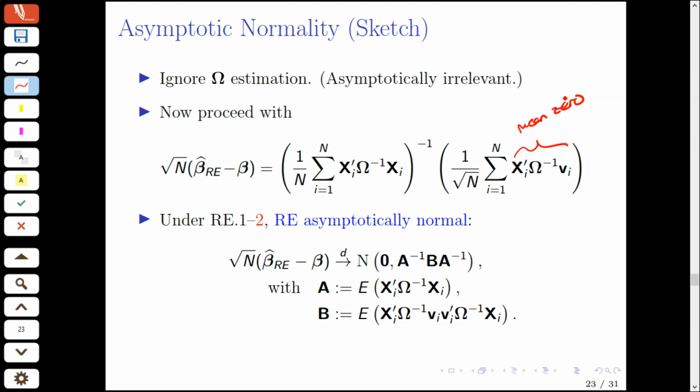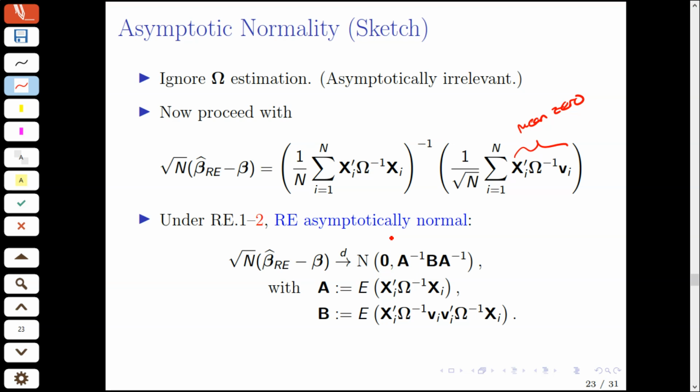Now, assuming also our second random effects assumption, which was a rank condition, we may therefore use our previous arguments, running in parallel to our analysis of the fixed effects estimator, as well as our analysis of the OLS estimator for the linear model in the cross-section, to show that the random effects estimator is asymptotically normal. That is, in the limit, it is distributed according to a normal distribution with zero mean and a sandwich variance formula.